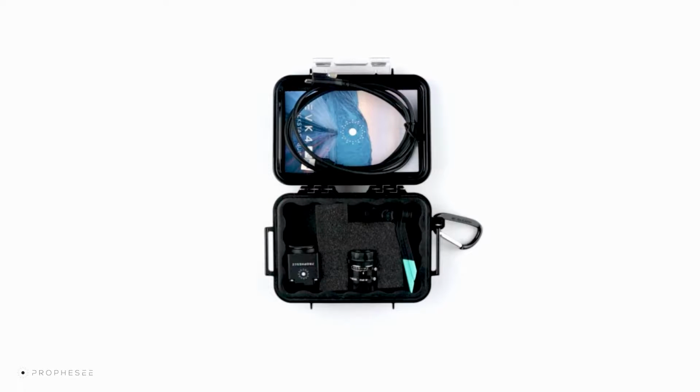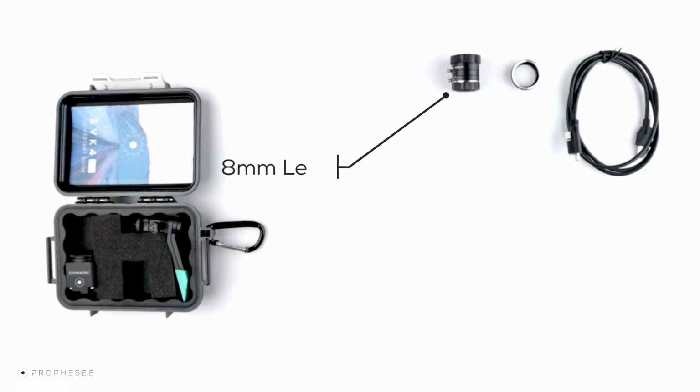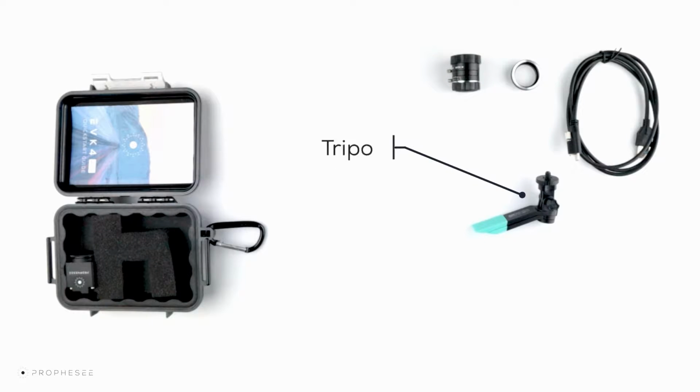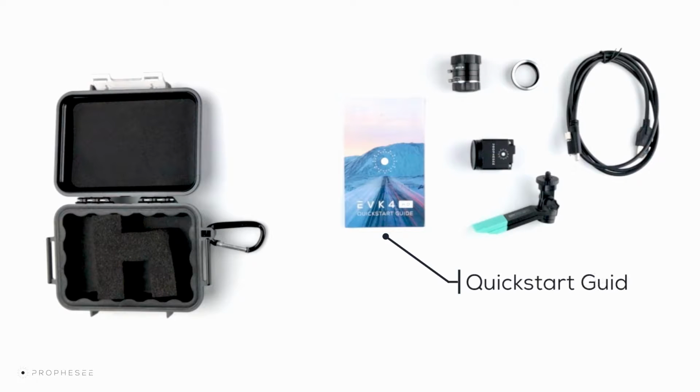To begin, let's go over the contents of your purchase. In the box, you will find a USB 3 Type A to C cable with a screw lock, a 5mm spacer ring for C to CS mount, a collapsible tripod, the EVK4 camera itself, and a quick start guide.